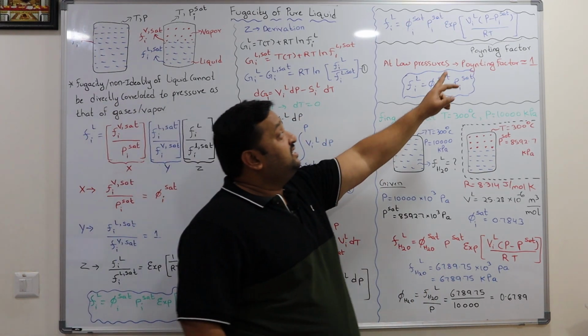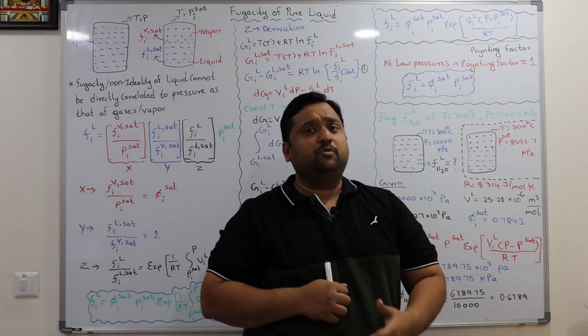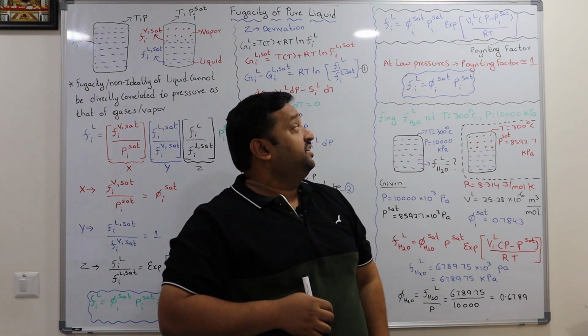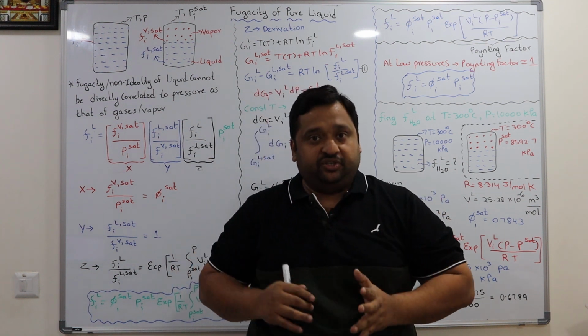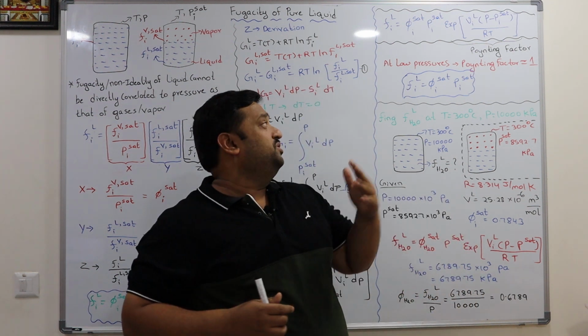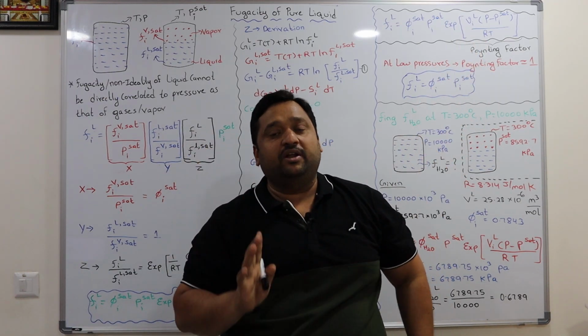The last term is called the Poynting factor. It is named so in many books; you might have referred to this expression as the Poynting factor. At low pressures, that means when you are working close to 1 atmosphere, the value of this expression will be close to 1.